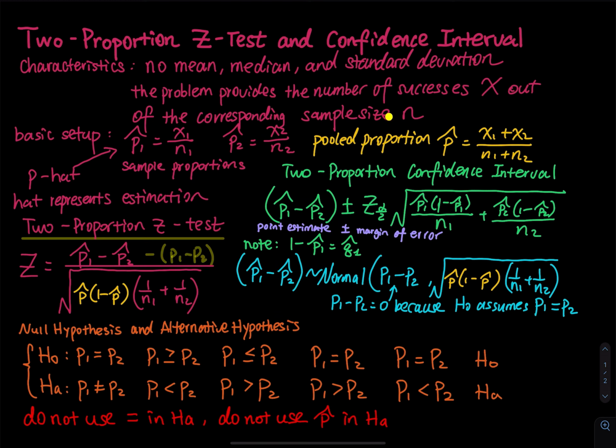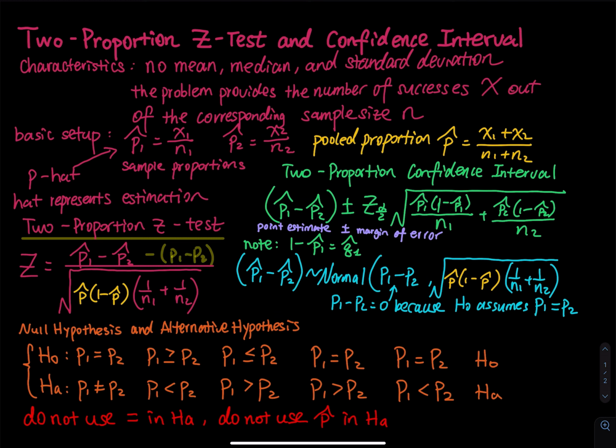So let me give you a very simple example. Let's say we have two schools, School A and School B. In School A, my sample size is 200 students, and 150 of them drive to school. So n1 is 200 and x1 is 150. In School B, I have 100 students and 40 of them drive to school. So n2 is 100 and x2 is 40. So out of 100 students, 40 of them drive to school. That's all you need from each sample. You don't need the mean, variance, and standard deviation.